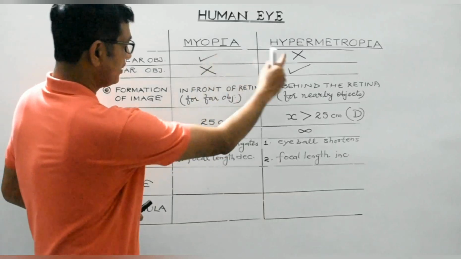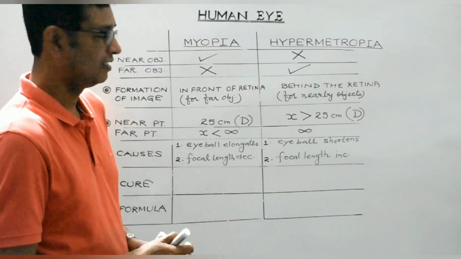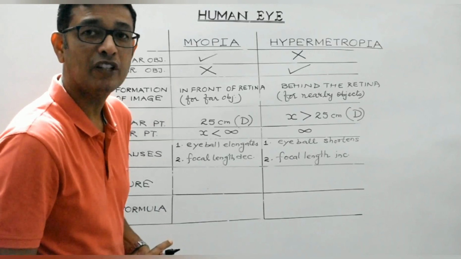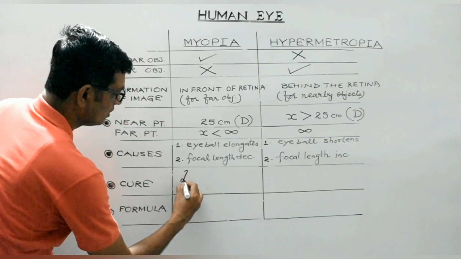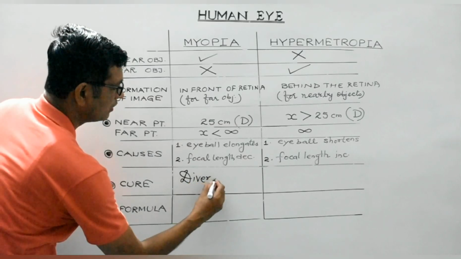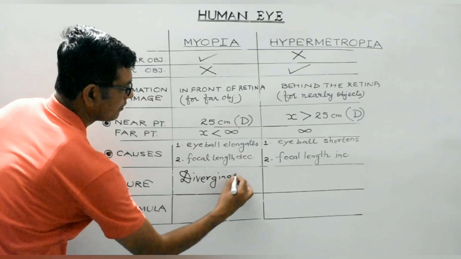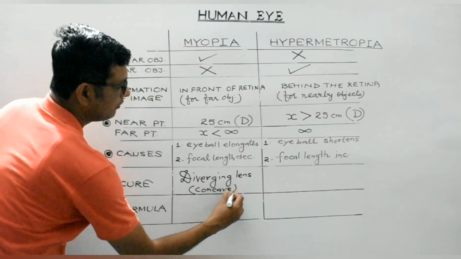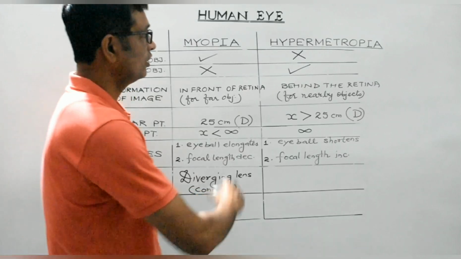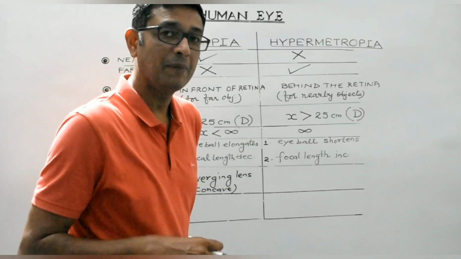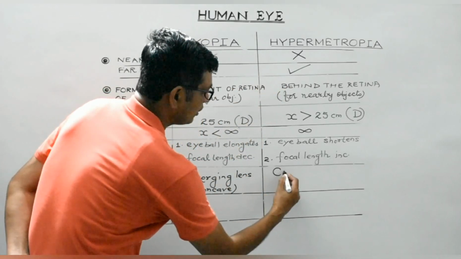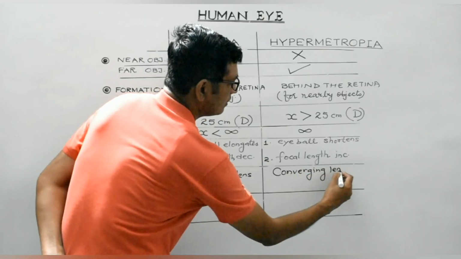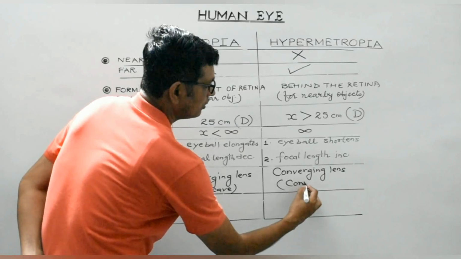Now, let's differentiate these two in terms of cure. In order to cure myopic eye, we make use of a diverging lens. A diverging lens is used, that is, a concave lens of suitable focal length or power is used. While on the other hand, in the treatment of hypermetropic eye, a converging lens is used. Converging lens means convex lens is used.